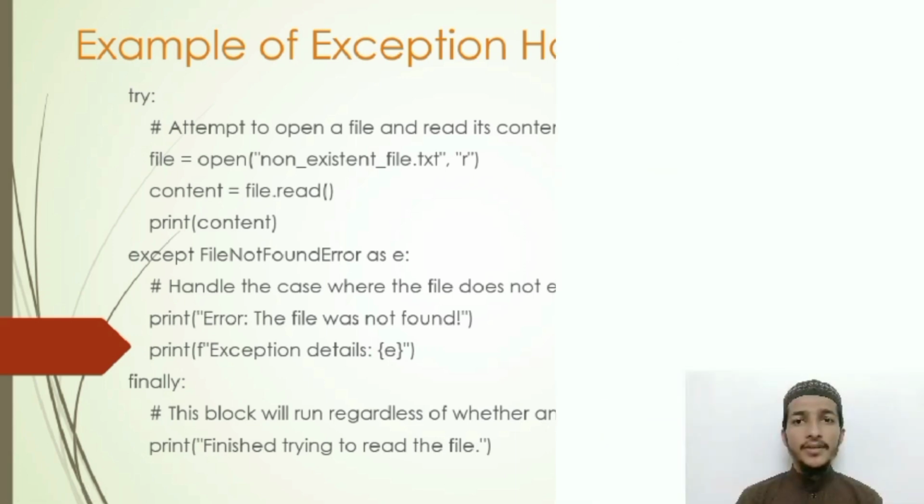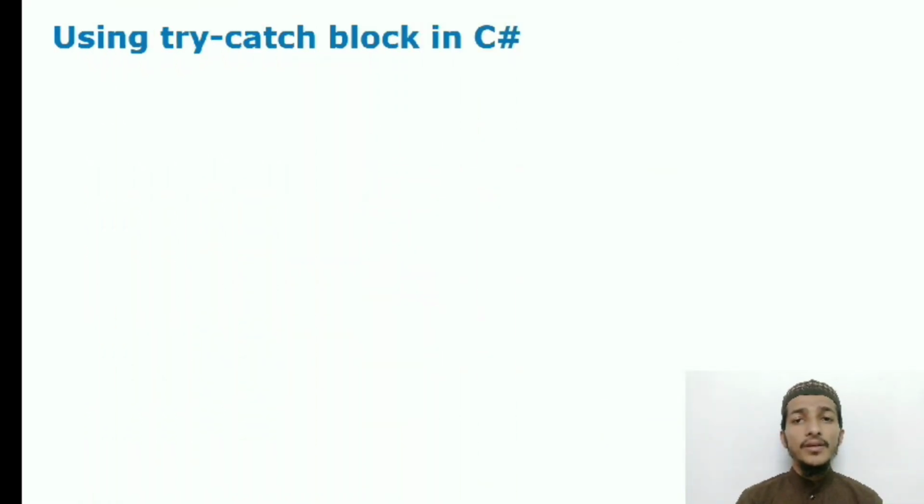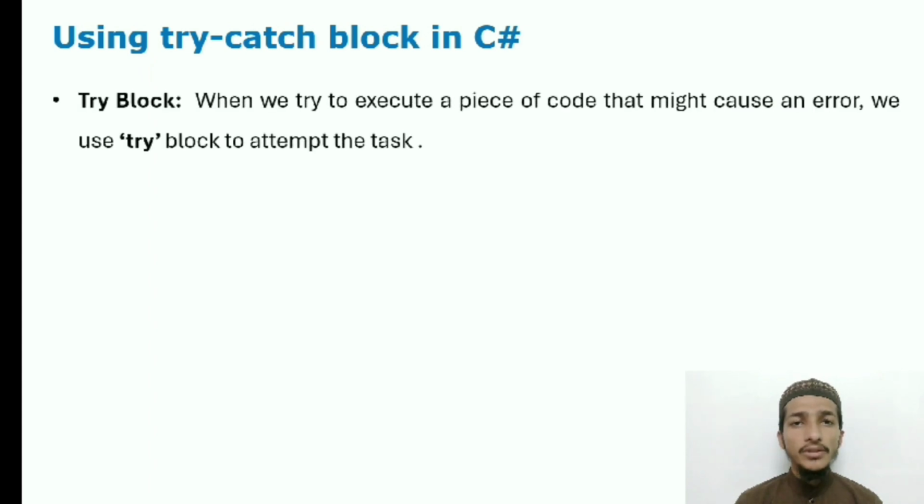Thank you. I am Shabaz. Today we will discuss how to handle errors in C# using try-catch block. Basically, when we try to execute a piece of code that might cause an error, we use the try block to attempt the task. And if an error occurs, we use the catch block to handle it.